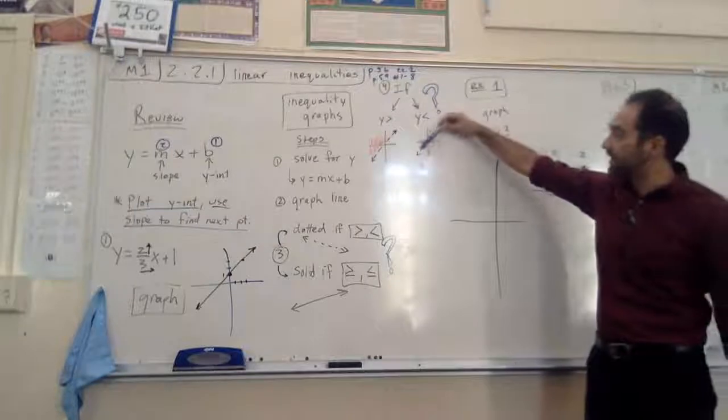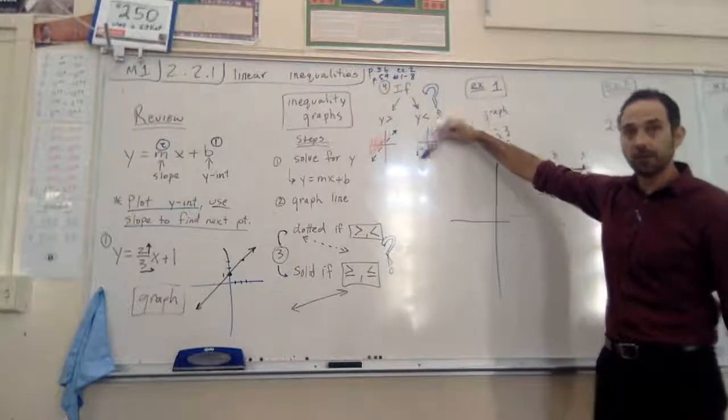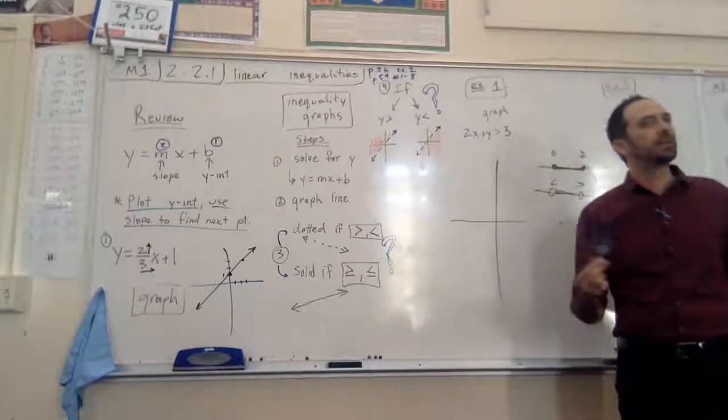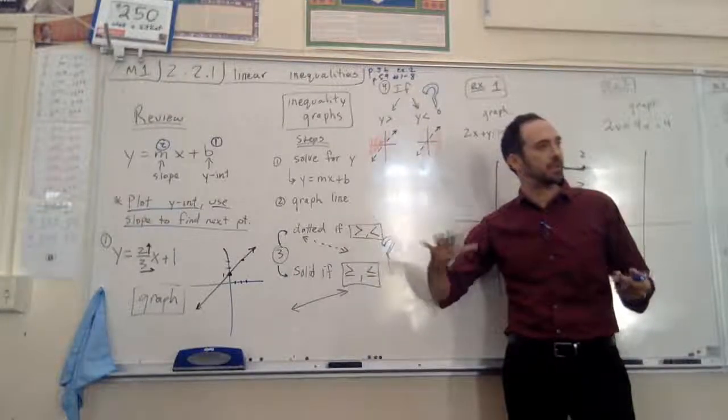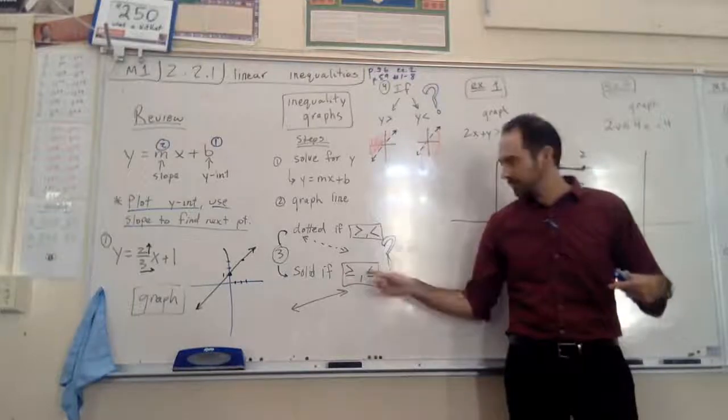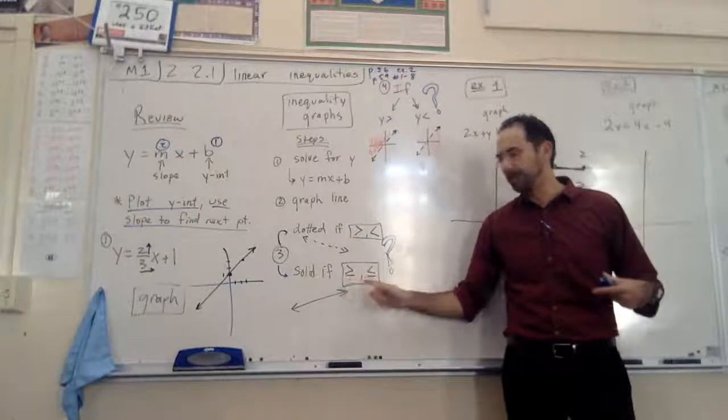If it says y values are less, where do I shade? Below. Intuitive? Is this intuitive? If it can't be equal to, we're going to make a dash because that shows it's almost like the open dot. We make it solid if it could be equal to that line.